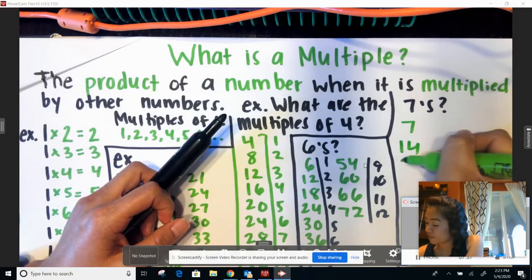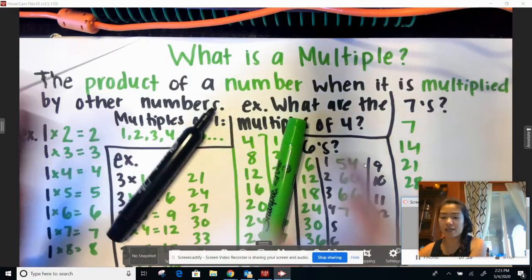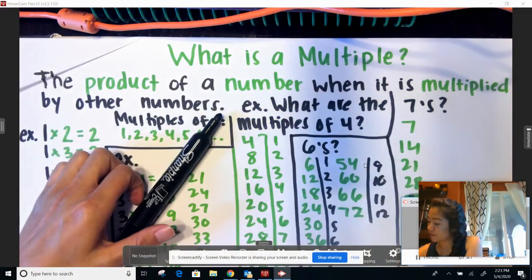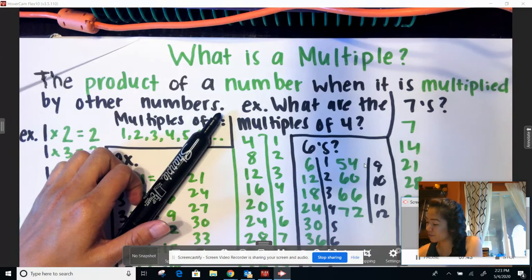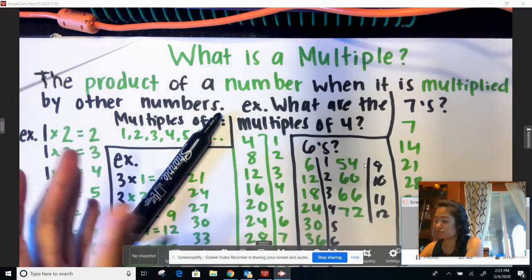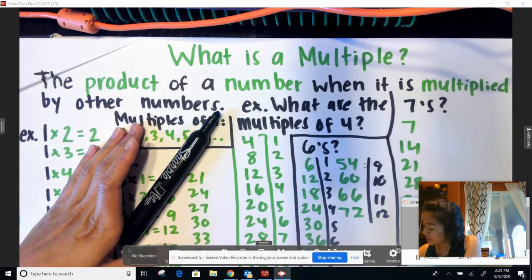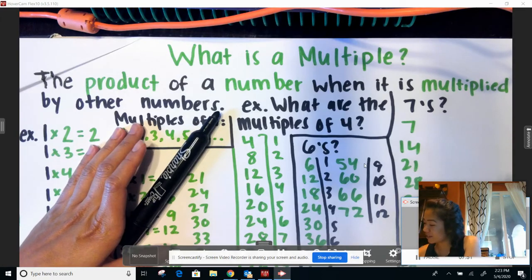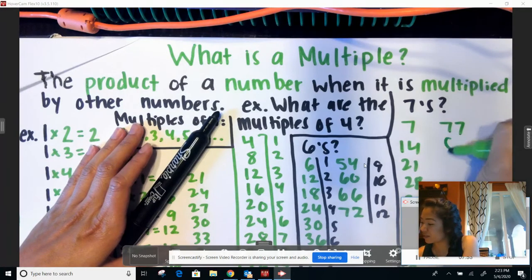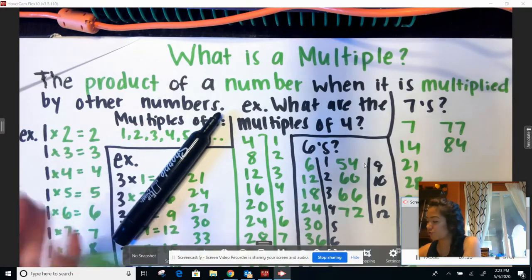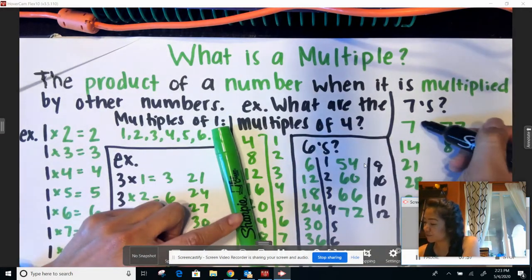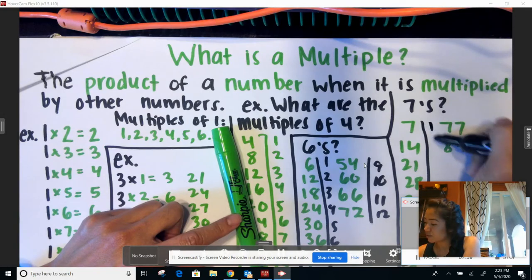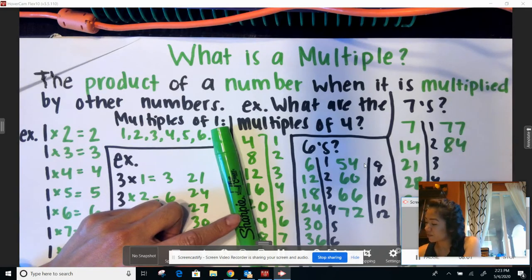7, 14, 21, and 28. 35 and 42 and 49. 56 and 63 and 70, 77, 84. So those are my multiples of 7.